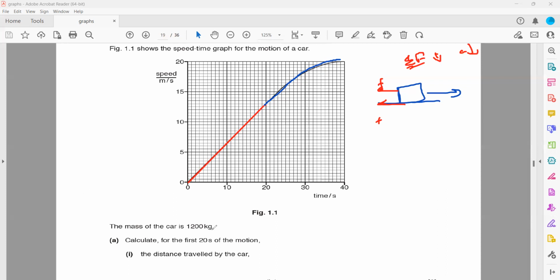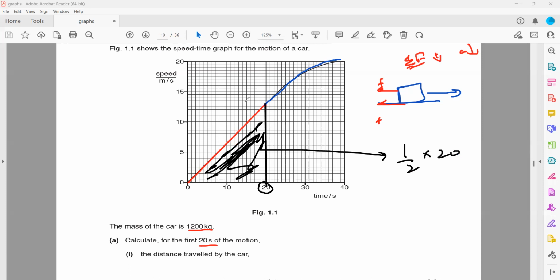The mass of the car is 1,200. Calculate, for the first 20 seconds of the motion of the car, the distance traveled. So how can we find the distance traveled for the first 20 seconds? We check what shape it will make. It is making a triangle for the first 20 seconds. And how to work out the distance traveled? That is the area under the graph. It will be half. The base is 20.